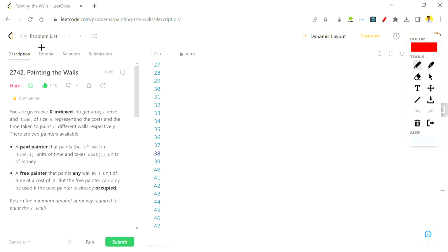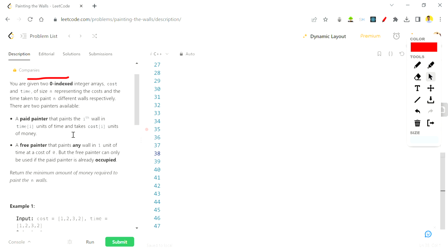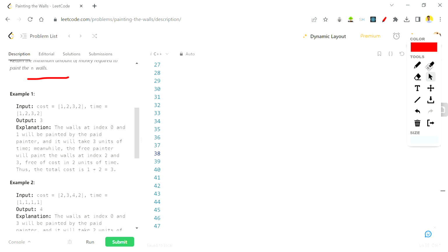Hello everyone, let us solve the question Painting the Walls. What this question says is that we have been provided two arrays, cost and time. So let's take the first example.